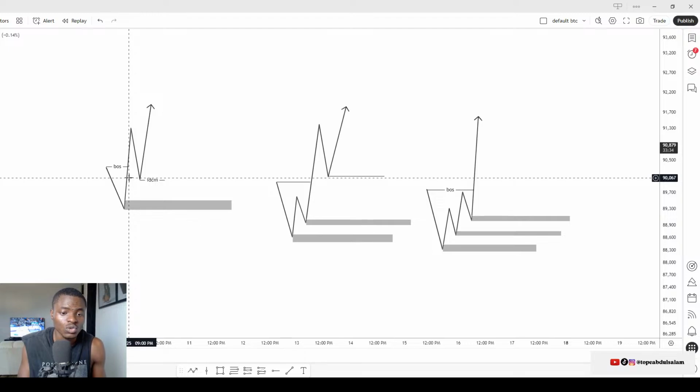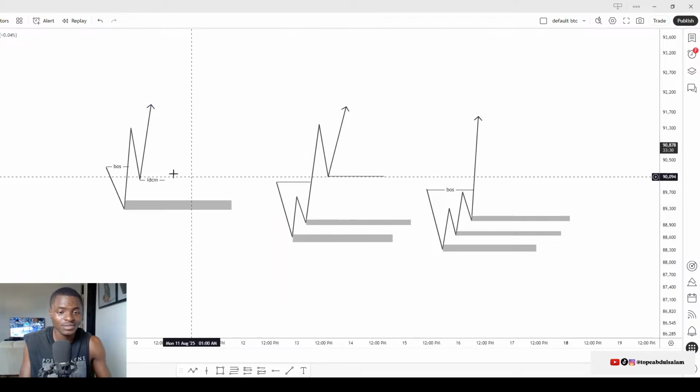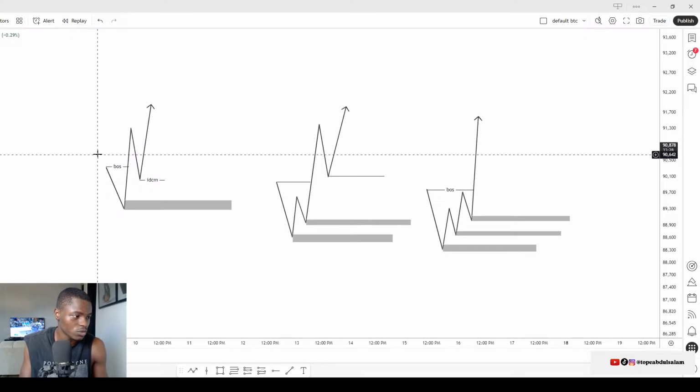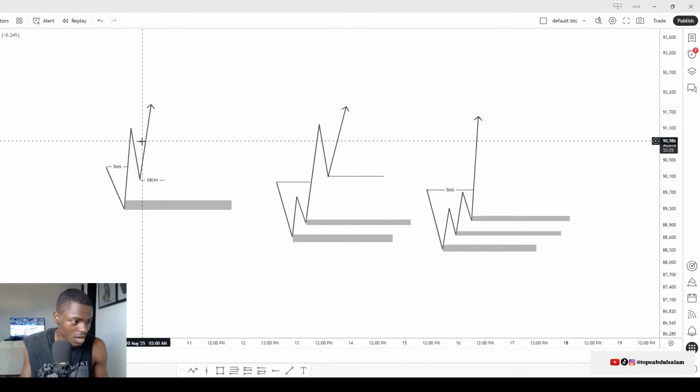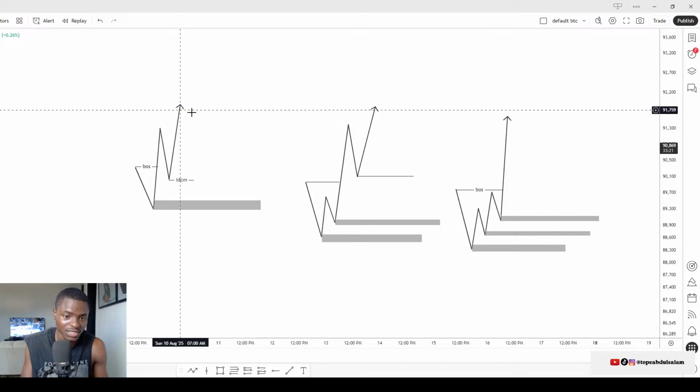So this is a single leg break of structure, a double leg and a triple leg. This is how the scenario plays out when you've marked out your higher time frame direction already. When you've marked it out, this is the scenario that is going to play out.